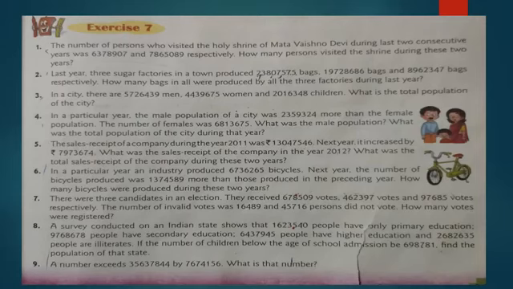Children, question number 1: the number of persons who visited the holy shrine of Mata Vaishno Devi during the last 2 consecutive years was 63 lakh 78,907 and 78 lakh 65,089 respectively. How many persons visited the shrine during these 2 years?